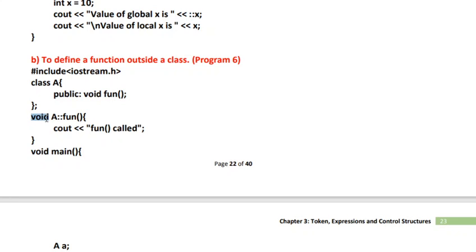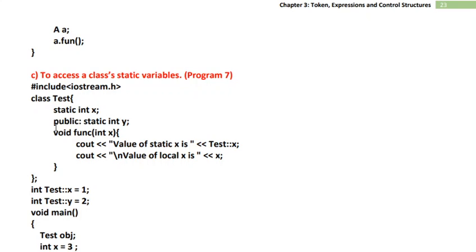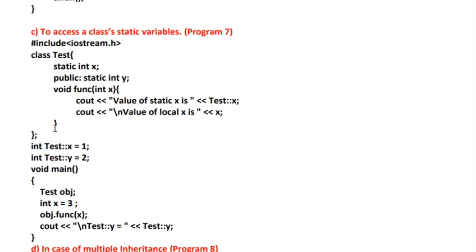We specify the return type of the function, we specify the class name, the scope resolution operator, and then the function name. It basically means this fun function belongs to class A, right? So this is the second purpose for which we use the scope resolution operator: to define a function outside a particular class. Now the next purpose for which we use the scope resolution operator is to access a class static variable.